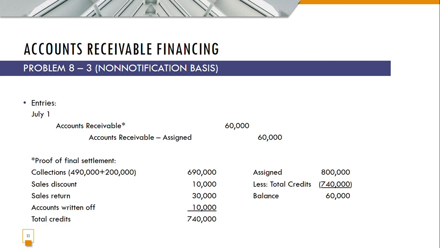So here's the proof of our final settlement. So you collected 690,000 less discount of 10,000, a return of 30,000, and accounts written off of 10,000. So total credits of 740,000. You have 800,000 in total assigned accounts. So there are 60,000 that you have to reassign to accounts receivable.